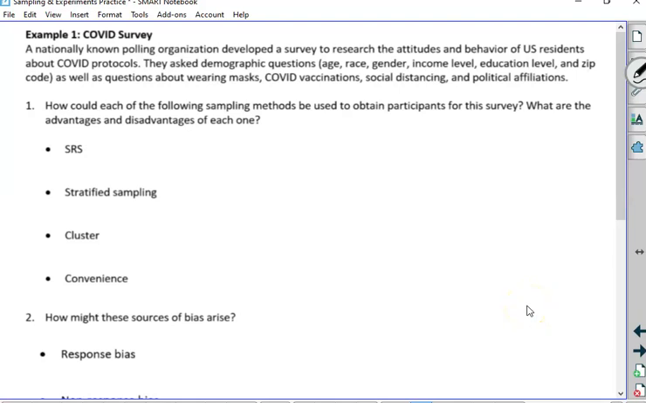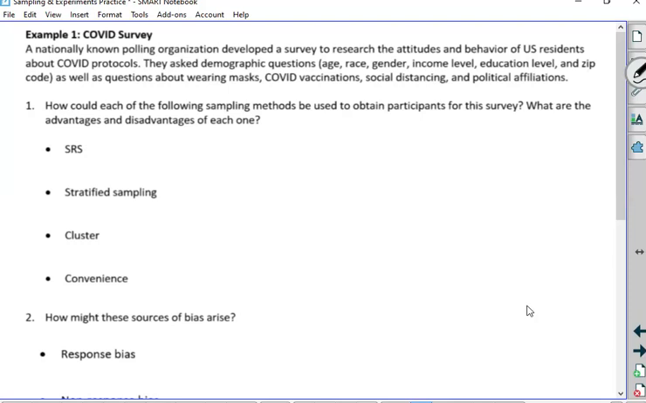I wanted to use some COVID examples to talk about principles of sampling and experimental design. This is not a poll I'm aware of, but I am sure that these types of polls have been taken, based on articles I've read about what's going on with COVID. A nationally known polling organization developed a survey to research the attitudes and behavior of U.S. residents about COVID protocols. They asked demographic questions: age, race, gender, income level, education level, and zip code, as well as questions about wearing masks, COVID vaccinations, social distancing, and political affiliations.